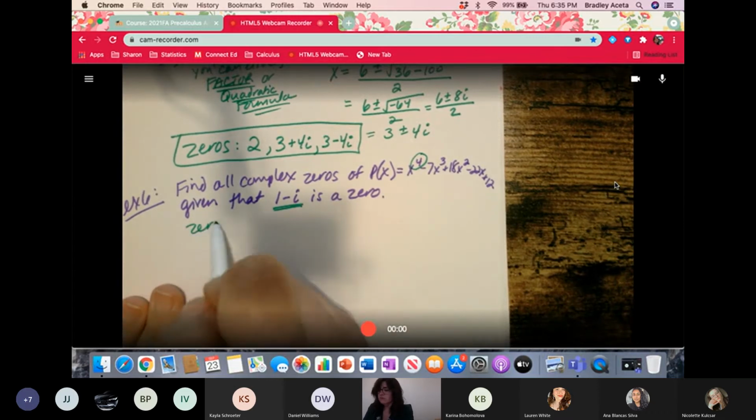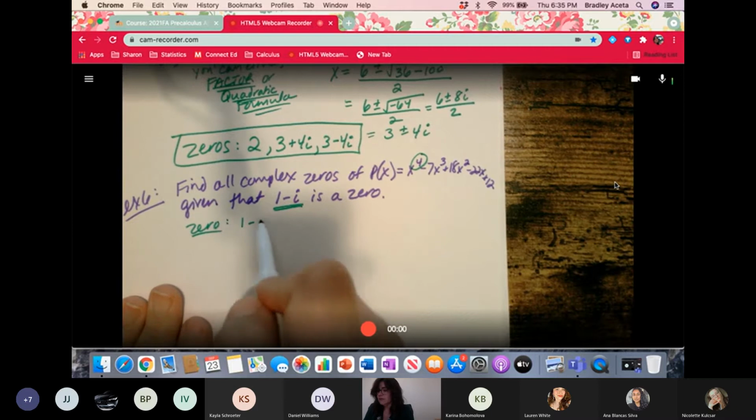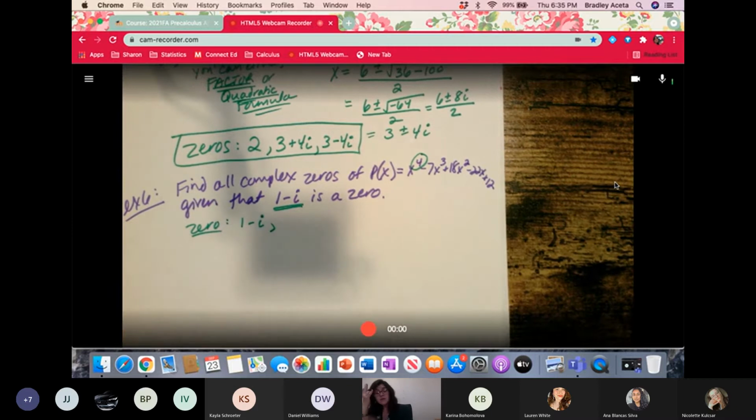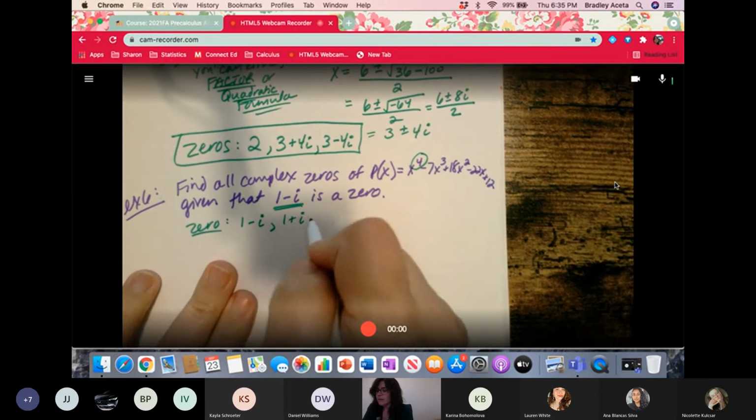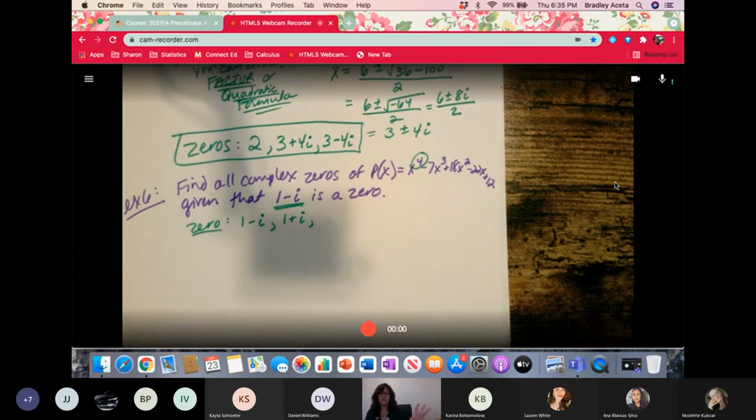I know 1 minus i is a zero. Therefore, I know its conjugate must also be a zero: 1 plus i. Okay, cool. I'm halfway there. Let's check real quick. Let's go on our calculator and check to see if maybe there's some real zeros that we can find, like a real zero, like a 5 or a negative 12, something.